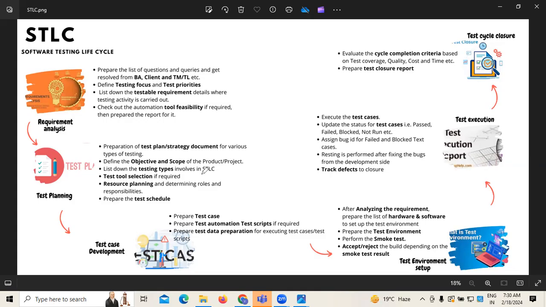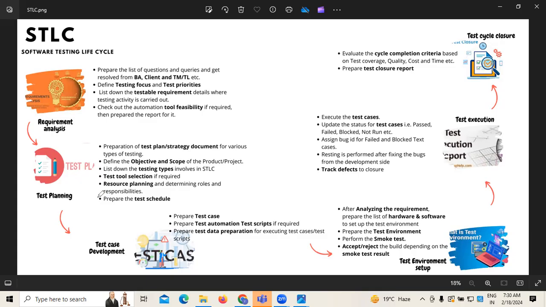Once the testing tool selection is done, the next is resource planning. How many people are required? Resource is not only manpower, it can be technology also. It can be a manpower resource or a technical resource. Resource planning is something we have to do. How many resources we require, manpower or technical, right? So resource planning is something we have to do.